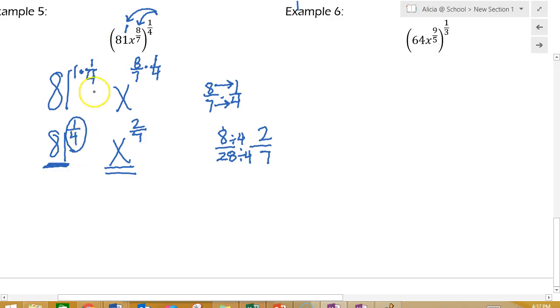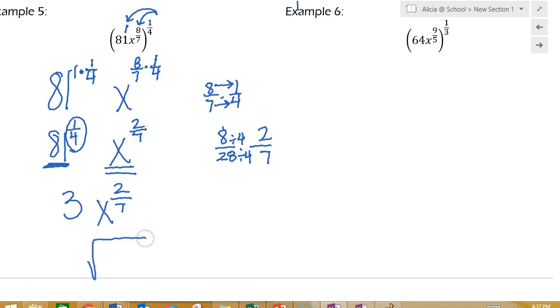I know we said anything with a fractional exponent goes inside the radical, but that's only true if you don't know what the base is. We knew what this base was. It was 81. So when we plug that into our calculator, we get 3. And then we just bring down our x raised to the 2/7 power. Write this as a radical. So my 3 is going to stay outside. My base of x is going to go inside. I'm going to have that raised to the 2nd power. And my root is going to be a 7.